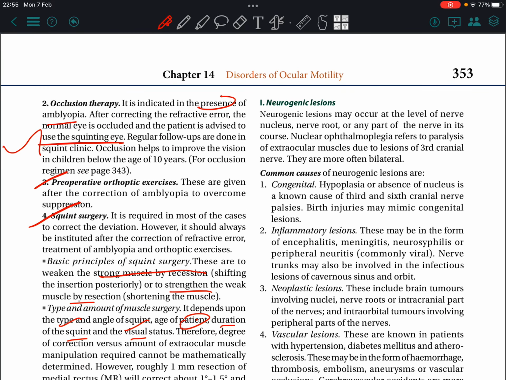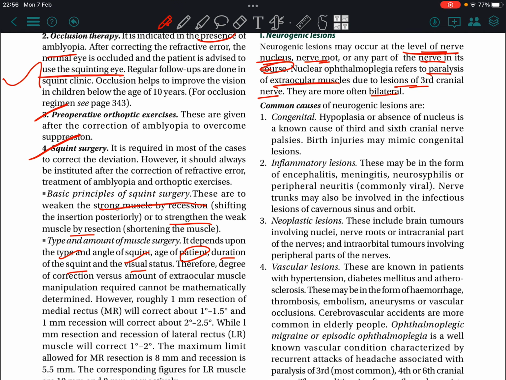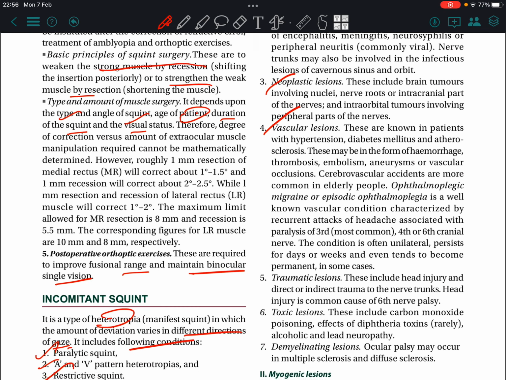Neurogenic lesion. Neurogenic lesions may occur at the level of the nerve nucleus, nerve root or any part of the nerve in its course. Nuclear ophthalmoplegia refers to paralysis of extraocular muscles due to lesions of the third cranial nerve. They are more often bilateral. Common causes: congenital, inflammatory lesions, neoplastic lesions, vascular lesions. These are known in patients with hypertension, diabetes and atherosclerosis.